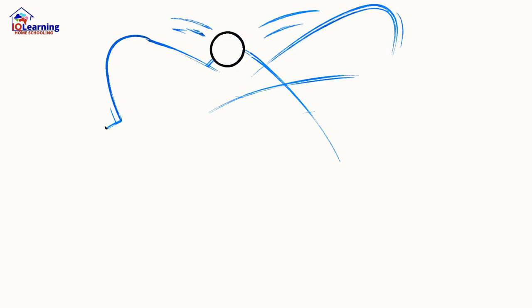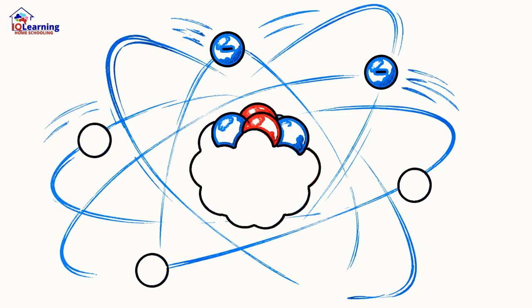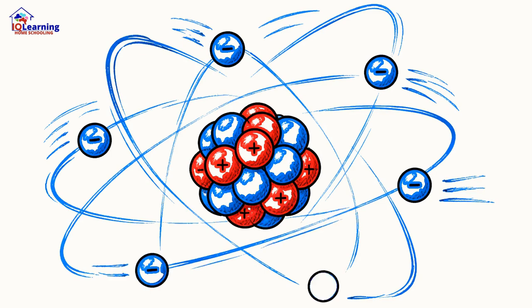Zipping around in the cloud are the electrons. They're incredibly light, almost massless, but they are responsible for all of chemistry, how atoms bond and interact.